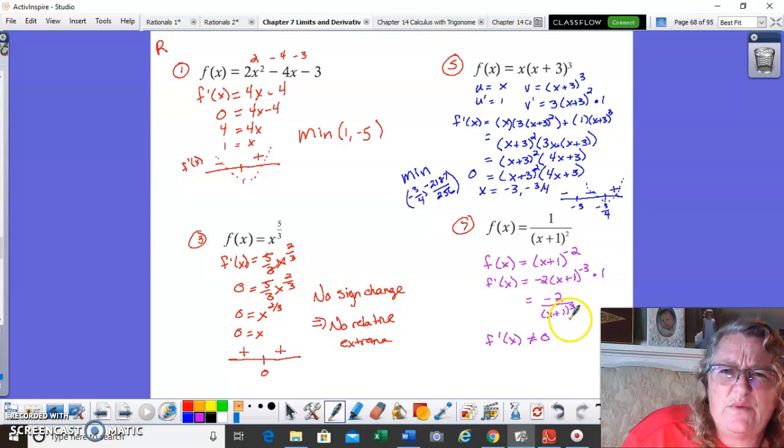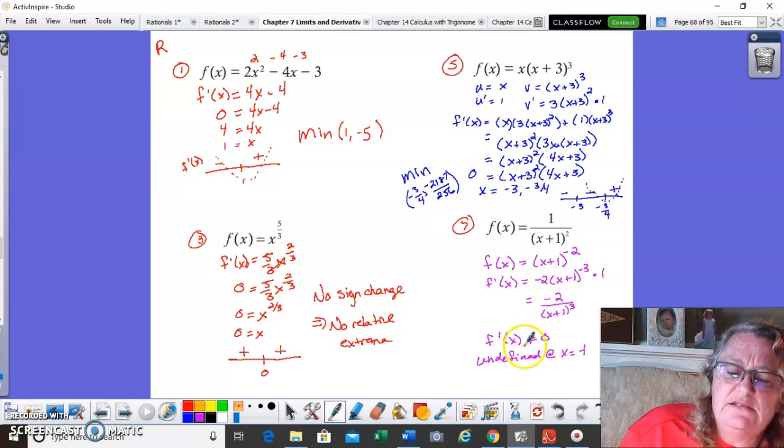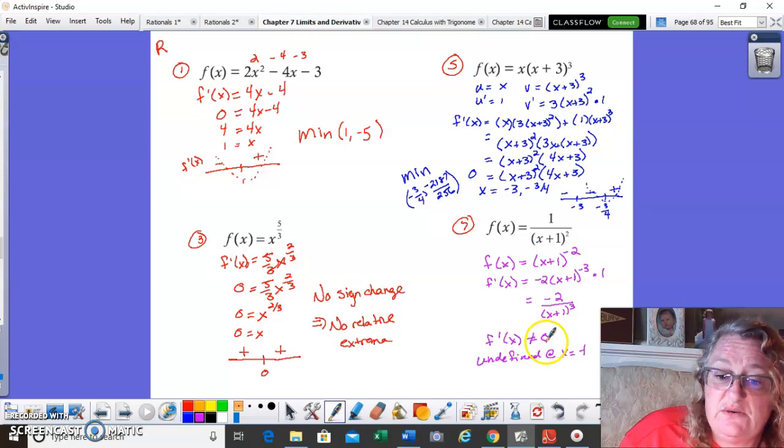Okay, but we do want to check. We saw this in the warm-up basically. We do see that it's undefined when x is whatever makes this 0, which is -1. So it's undefined at x = -1. But there is no sign change because there is no 0. So that means that there is no relative extrema.